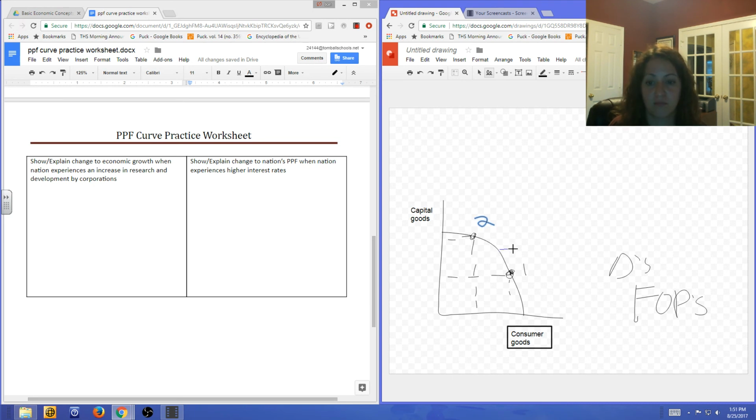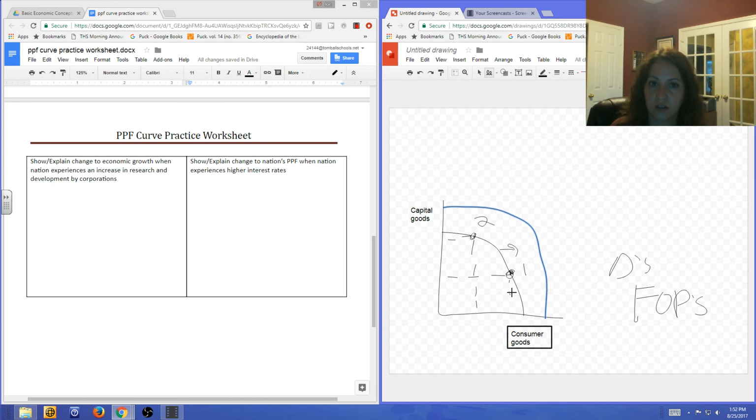So imagine if businesses are doing this in all sectors of the economy, your PPF curve will shift. Not just for capital goods, but with more faster pizza ovens, you can make more pizza. So there's going to be more capital and more consumer goods if you do research and development. So this will always be the case. If you have a movement that is closer to capital goods, in the long run, it will shift out.